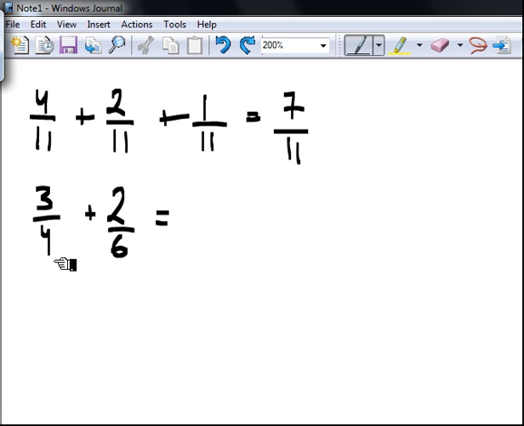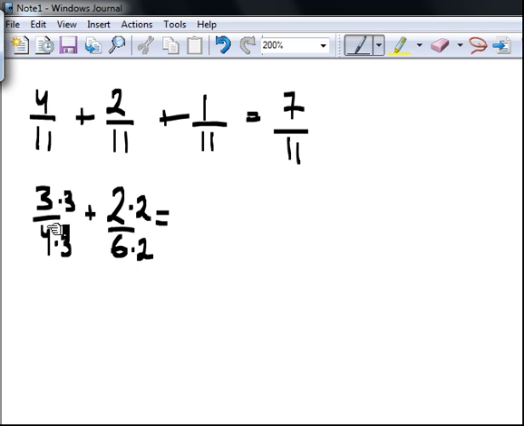So let's see, 12 is a good factor. So how can we get to 12 from 4? Well, we multiply it by 3. Anything we do down here we have to do up here, so we have to multiply by 3 here and 3 here. How can we get from 6 to 12? Well, we're going to multiply by 2, and then we have to do the same thing up here.